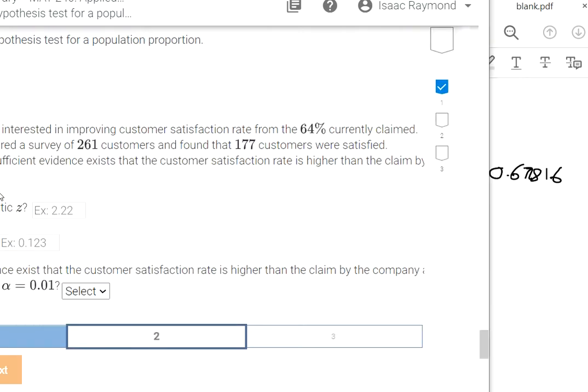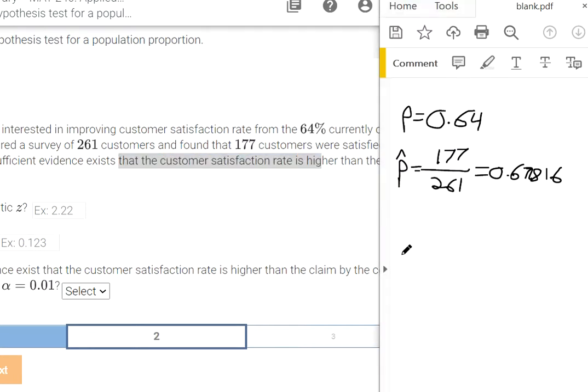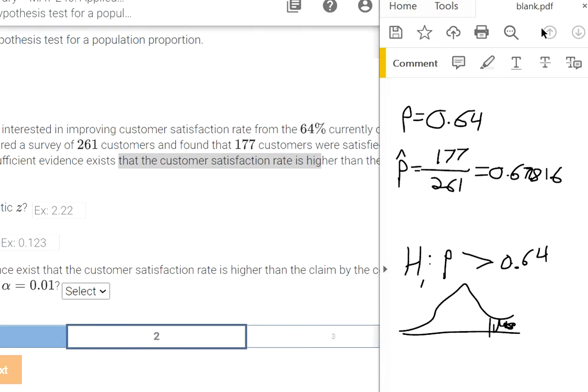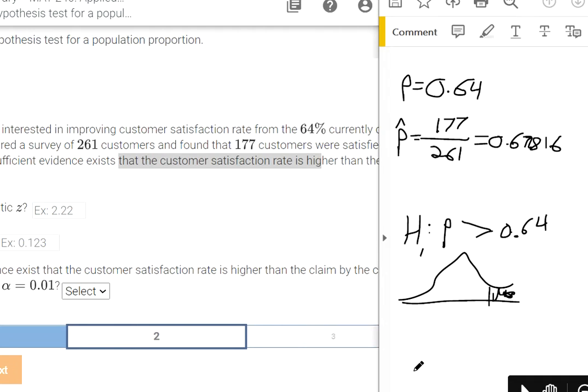And so what's their claim? They want to improve customer satisfaction. They want to know whether that customer satisfaction rate is higher. So their alternative, the thing they're trying to test, is that the proportion is higher than the previous 0.64. That's the claim they're trying to test, so that's a right-tailed test. We'll want to keep that in mind when we eventually look up our z-score in an online calculator.